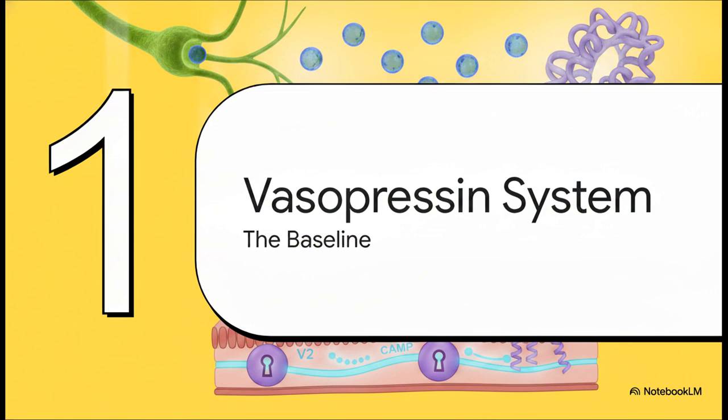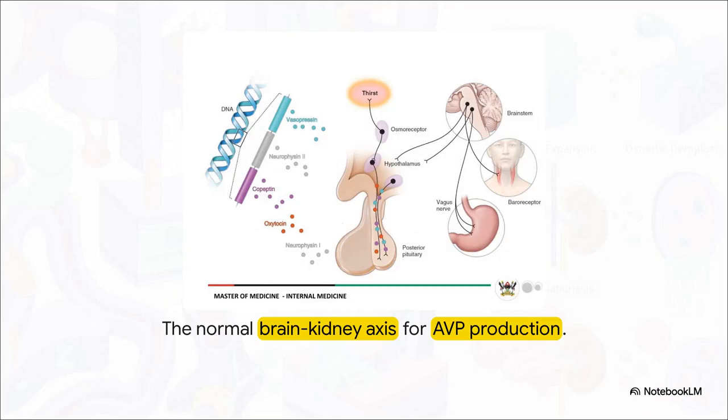Section 1. The Vasopressin System Baseline. All right, let's set the stage. To really understand how our biological dam breaks, we first need to look at how it operates under normal, healthy conditions. Up here in the Master Control Center for water, the normal brain-kidney axis is at work. In the hypothalamus, the body produces this tiny vital hormone called Arginine Vasopressin, or AVP.